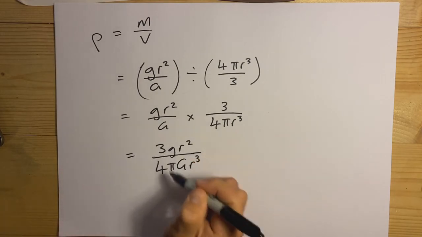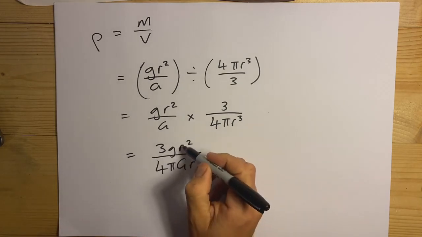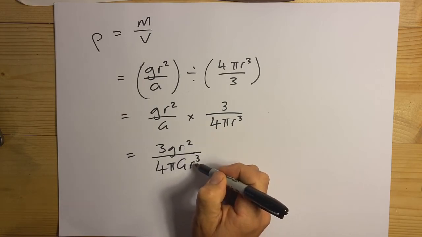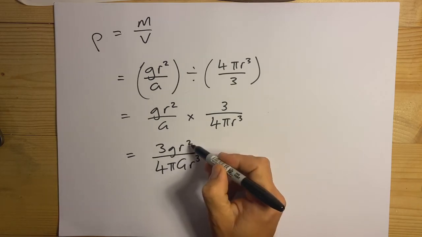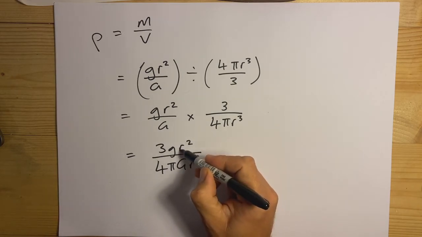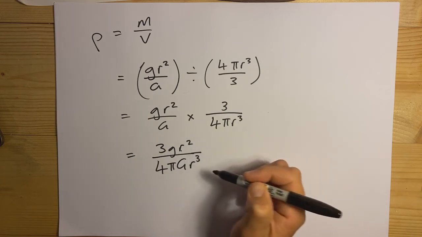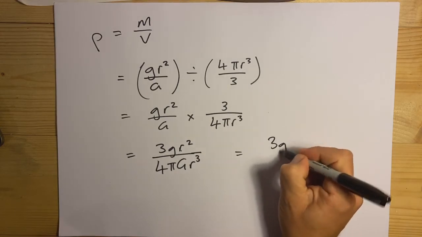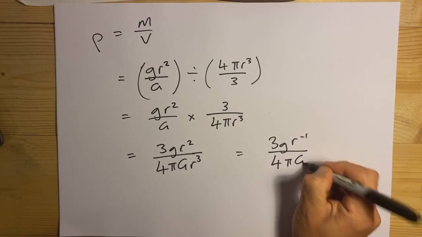Typically we write the numbers first before the letters. Now for the final bit of simplification. We've got r squared up here and r cubed down here. Remember, if we're dividing, we subtract the powers. So what we would be left with is r to the power 2 minus 3, which is r to the power minus 1. So we could write that like this: 3g r to the minus 1 over 4 pi big G.